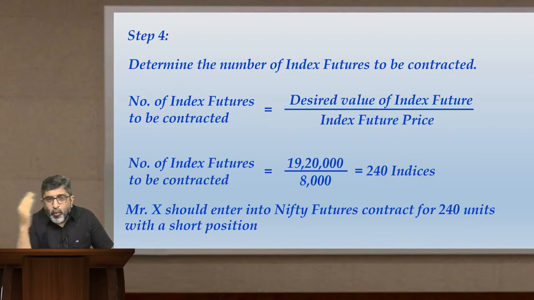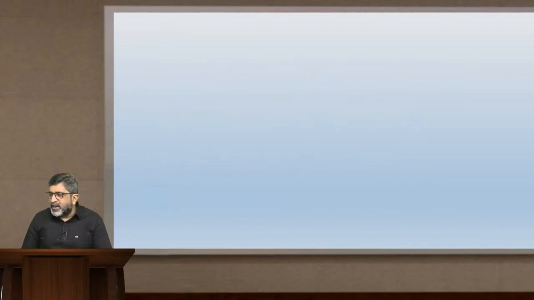Underhedging and overhedging possibilities won't come in this particular example because contract size is not mentioned. So when contract size is not mentioned, you can assume a perfect hedge. You need not struggle with underhedging or overhedging. I'll introduce such an example a little later where underhedging and overhedging possibilities will also be introduced. As of now, let us move to the next part.